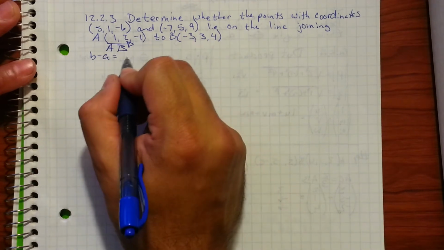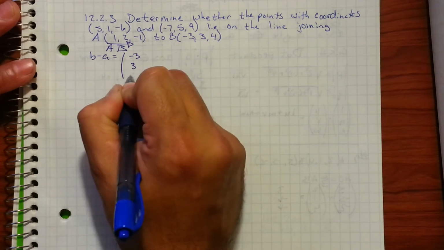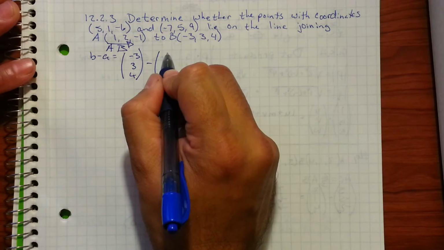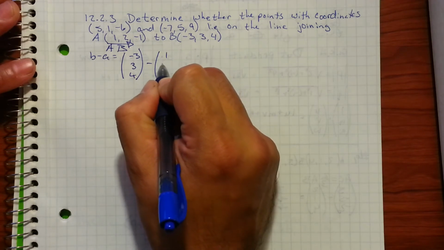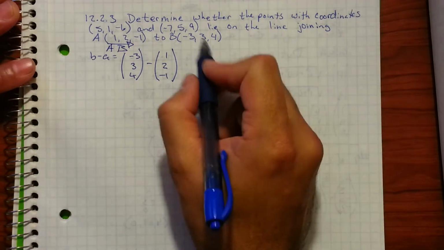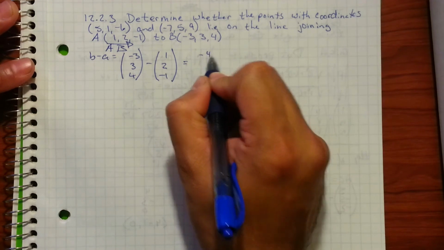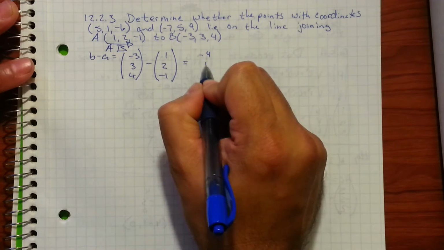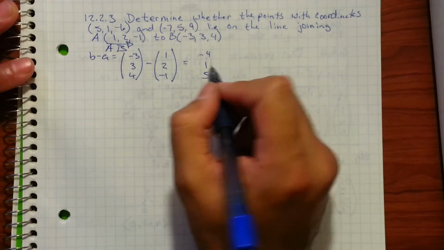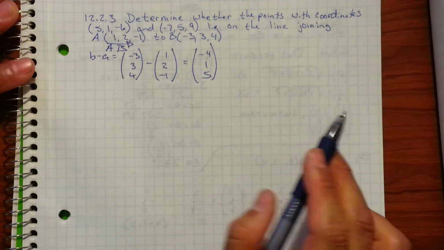So right here, I'm going to start with my (-3, 3, 4) minus my (1, 2, -1). Do my subtraction right here, and I should come up with -4, this is going to give me 1, and this is going to give me 5. So this is my vector, this is my direction that I'm going.